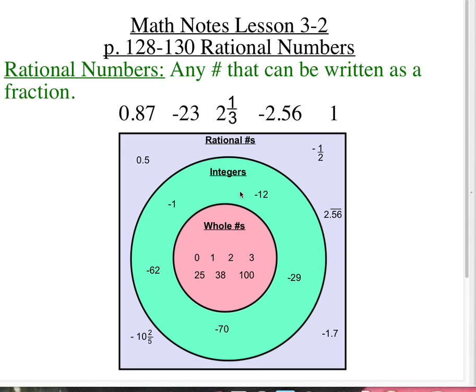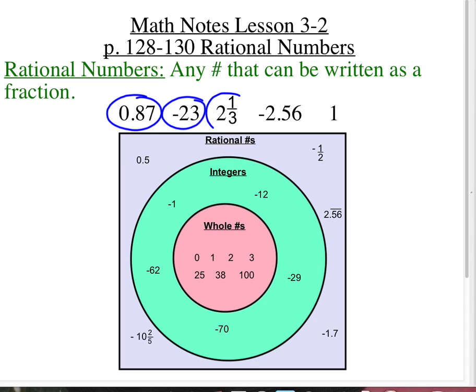So the definition you see on this page says that rational numbers are any number that can be written as a fraction. Now, this might sound familiar to some of you, and it might sound like something you've never heard before, but any number that can be written as a fraction is called a rational number, and that would even include things like decimals, right? Like this decimal here is 0.87. I'm going to show you in a few minutes how you can actually turn that into a fraction. Negative 23, that can very easily be written as a fraction.